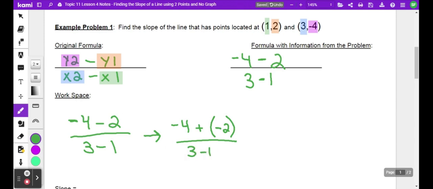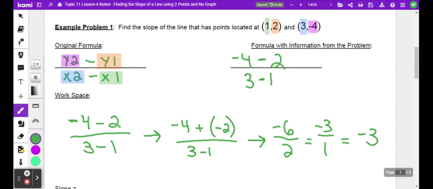And then I'm going to solve these two individual problems, right? 4 negatives plus 2 negatives is going to give me 6 negatives. 3 minus 1, of course, is 2. So the slope of this line is negative 6 over 2, which I can simplify to negative 3 over 1, which I can simplify to just negative 3. So the slope of this line is negative 3.